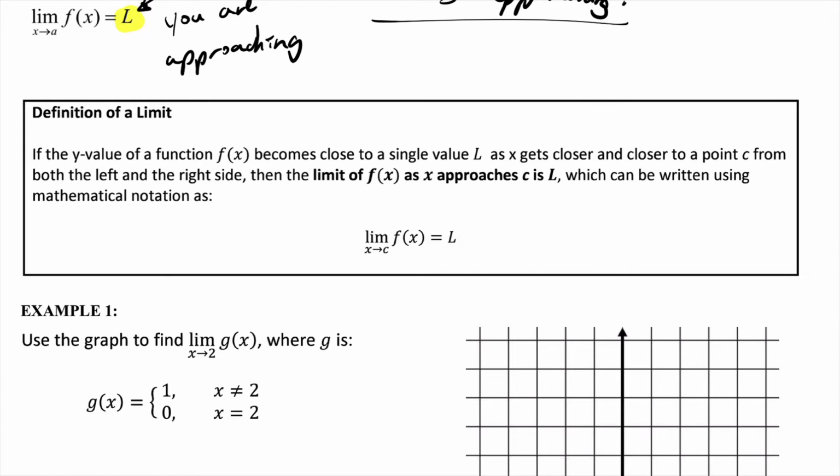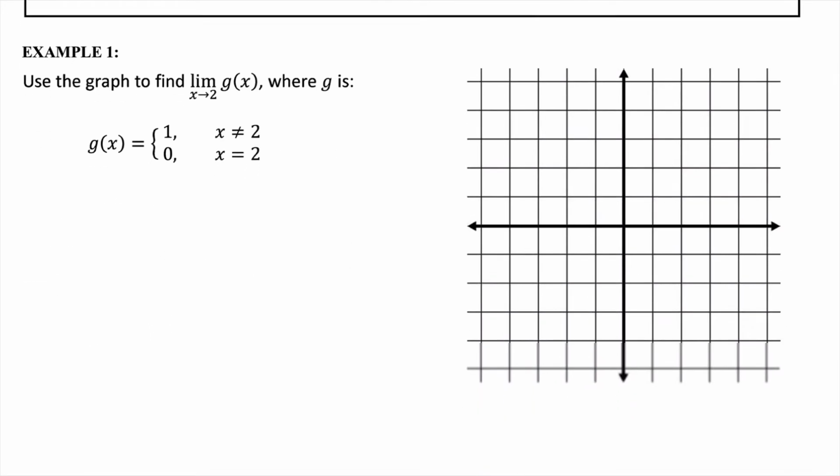That says exactly what this says here. If the y value of a function becomes close to a single value as x gets closer and closer to a point from both left and right, then that's the limit. So that just says exactly what I just said, but hopefully a little clearer. Okay? So let's do an example.